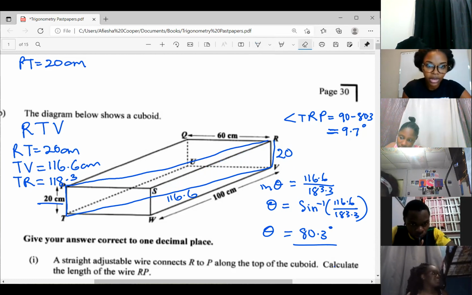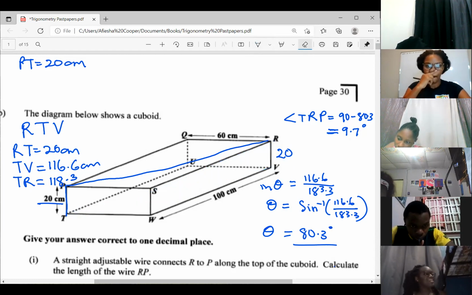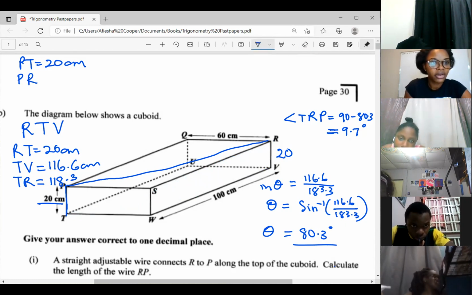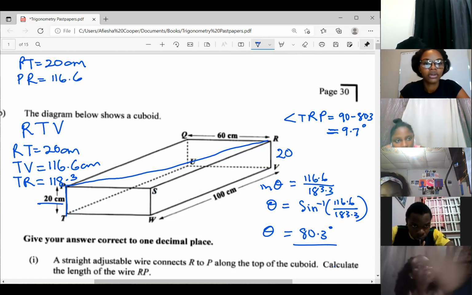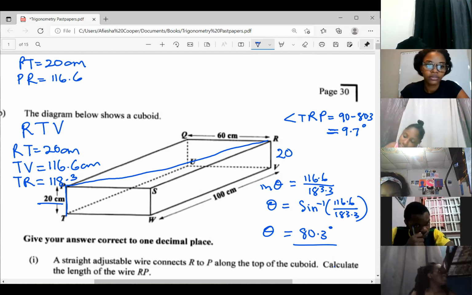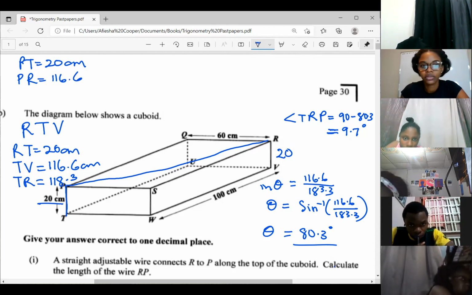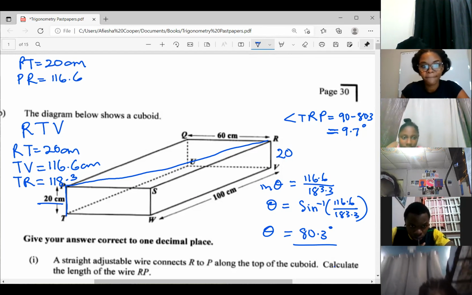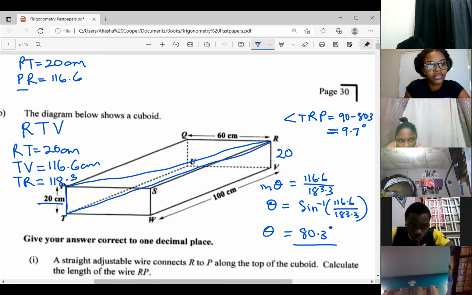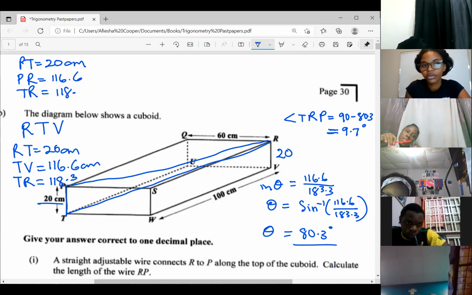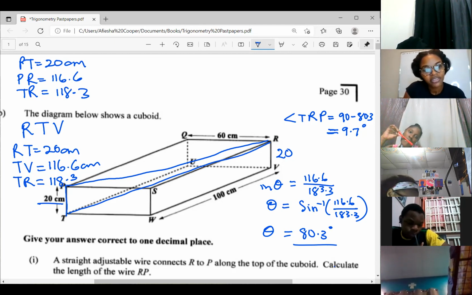So erasing this bottom one. How much is PR? 116.6. So PR is 116.6. And where can I get the 118 now? The same line, right? The same line will give us it. So TR is equal to 118.3. Where did our RTV angle happen?